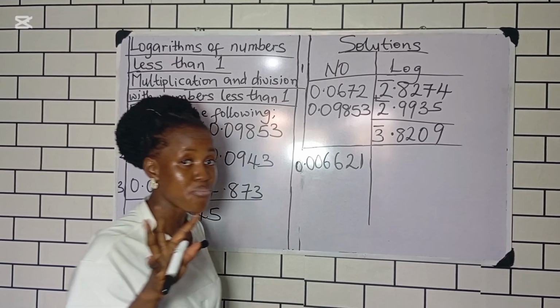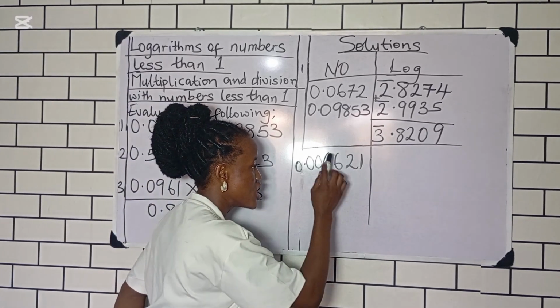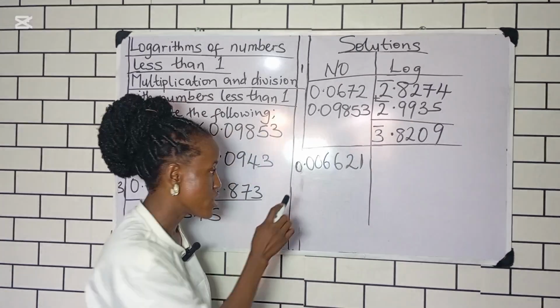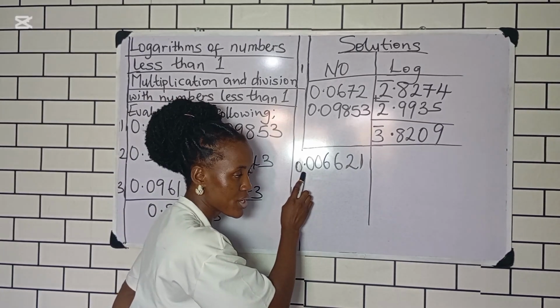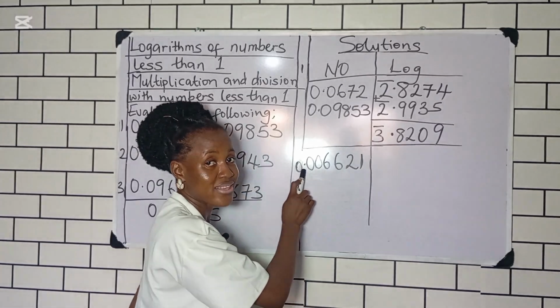Characteristic parts always determine the position of our decimal point. If you have bar 3 here, you add 2 zeros before your decimal point. If you have bar 4, you add 3 zeros before placing your decimal.